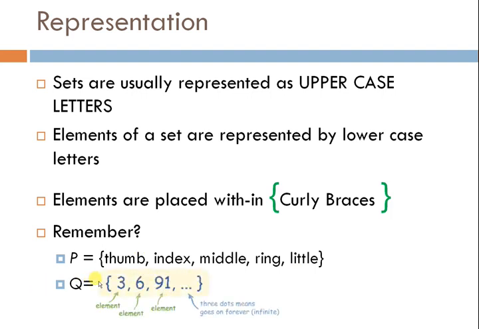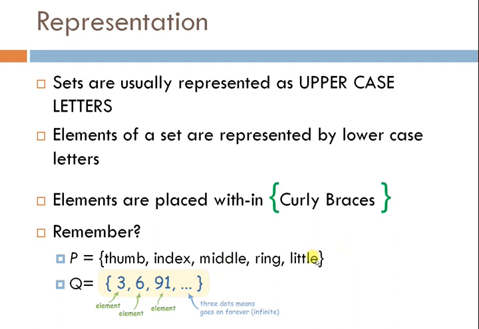Now I am giving you another example. There are numbers, these 3, 6, 91. These are the elements of the set. They are separated by commas, and this dot dot dot shows the set goes to infinity. Whenever in a set there is dot dot dot at the end of the set, it shows the set goes to infinity. This is an infinite set.